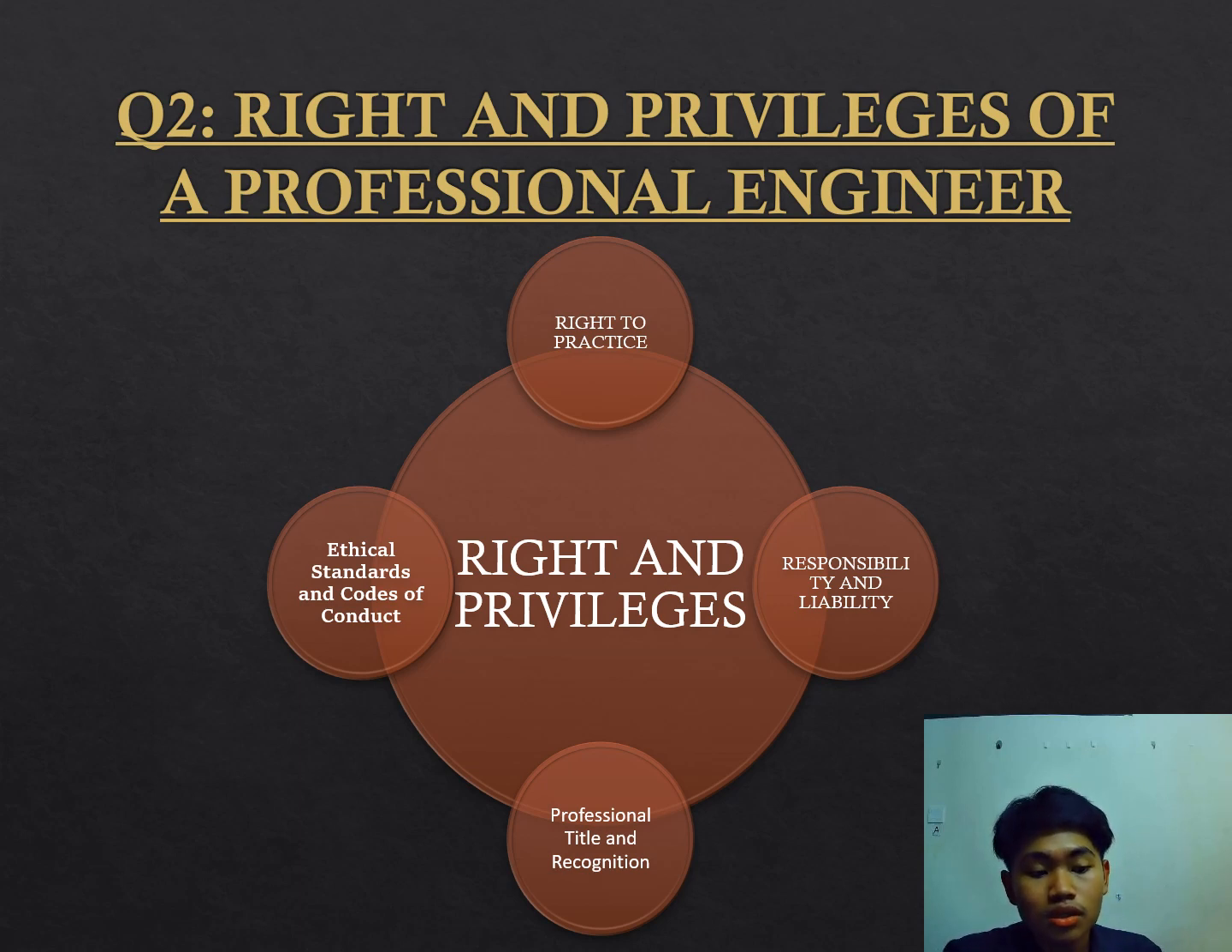The second one is responsibility and liability. With the privilege of being a professional engineer comes the responsibility for the safety, reliability, and ethical conduct of your work. You are accountable for your professional actions and may be held liable for any negligence or misconduct. The third one is ethical standards and codes of conduct.